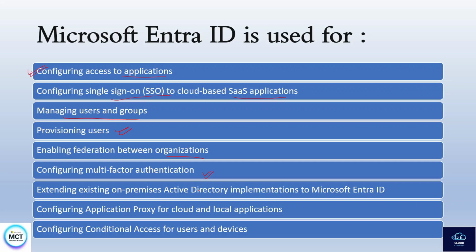You can extend on-premises Active Directory implementations to Entra ID by connecting through AD Connect, which is now called Entra Connect. And configuring application proxy for cloud and local applications, and conditional access for users and devices, so that if a particular condition is fulfilled, only then the signal will be passed to either approve the sign in or deny the sign in. So don't worry if you don't understand at this point of time.